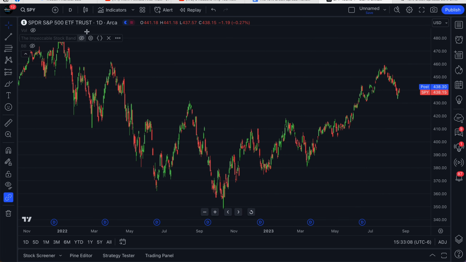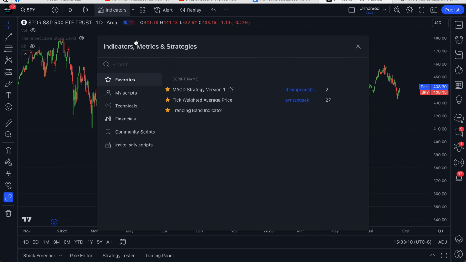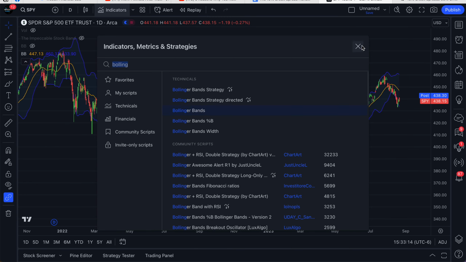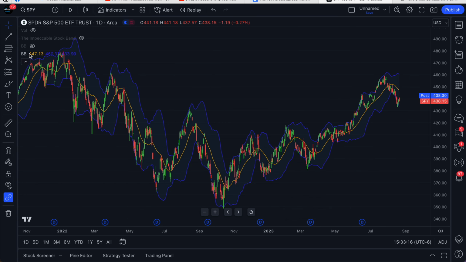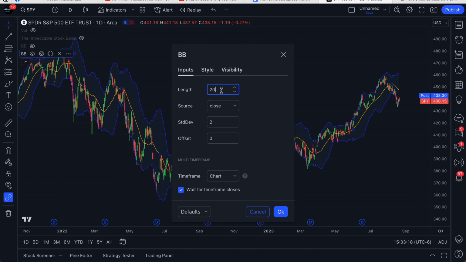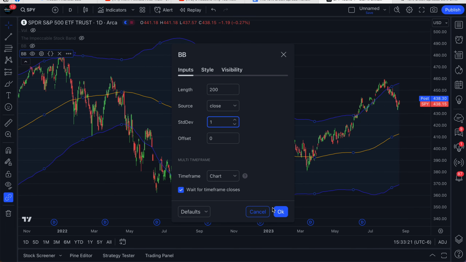However, if you don't have it, no problem. Simply go here to indicators, go to Bollinger Bands, the best way to replicate it. After you go into there, you're going to go into the settings of that Bollinger Band. You're going to change the setting to 200. You're going to set the standard deviation to 1, and voila, now we have it. So this replicates the band, but it's not exact, but whatever.